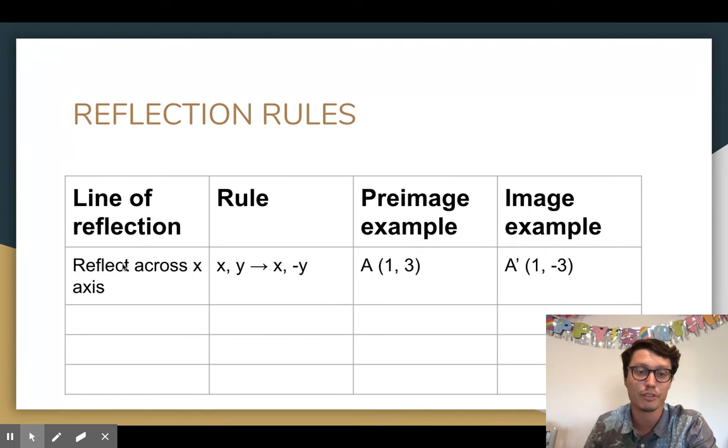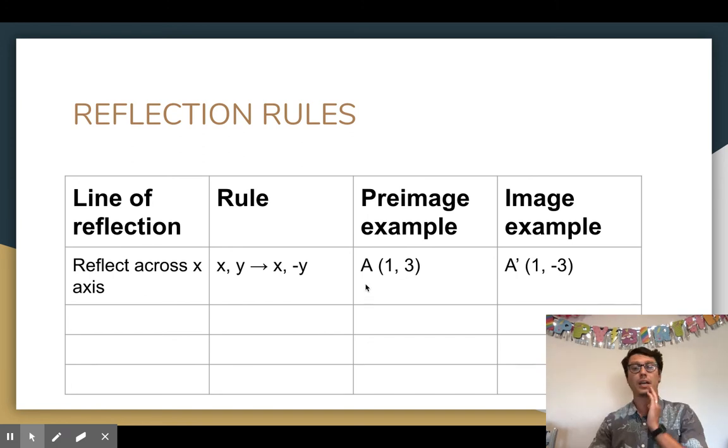The rule: if we reflect across the x-axis, (x, y) is going to change to (x, negative y), which means you simply change the sign of the y number, right? So as an example, if your pre-image has point A at (1, 3), the image is going to be at A prime (1, negative 3), right? All we did was change the sign of the y number.